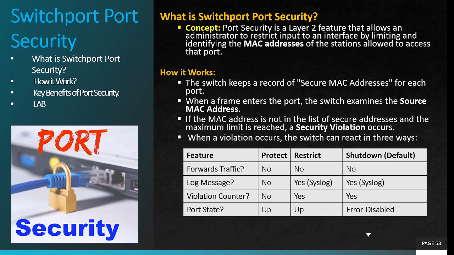What are the violation actions? There are three violation actions: protect, restrict, and shutdown. Protect drops unauthorized traffic but keeps the port up. No logs are created. Restrict drops the traffic and creates a log entry while incrementing a violation counter, showing how many times a hacker or attacker tries to connect to your port. And shutdown, this is a more secure way. It immediately puts the port into the error-disabled state. The port stays down until an admin manually restarts it.